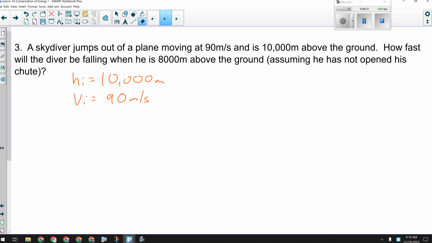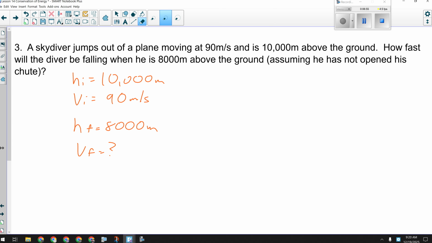It actually doesn't, because remember, we're talking about speed here. Kinetic energy only has to do with how fast you're going, not what direction you're going in. So we've got our initial values and we've got our final values. Our final values are 8,000 meters, and we're looking for how fast that person is going when they get there.